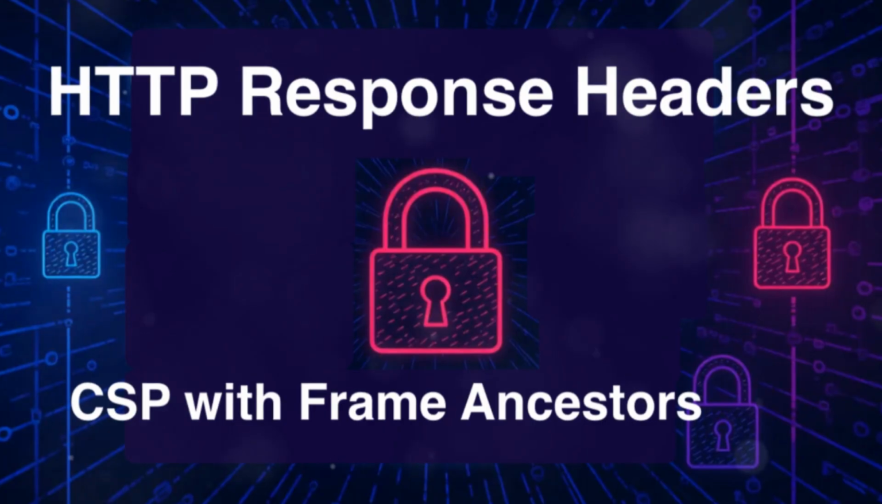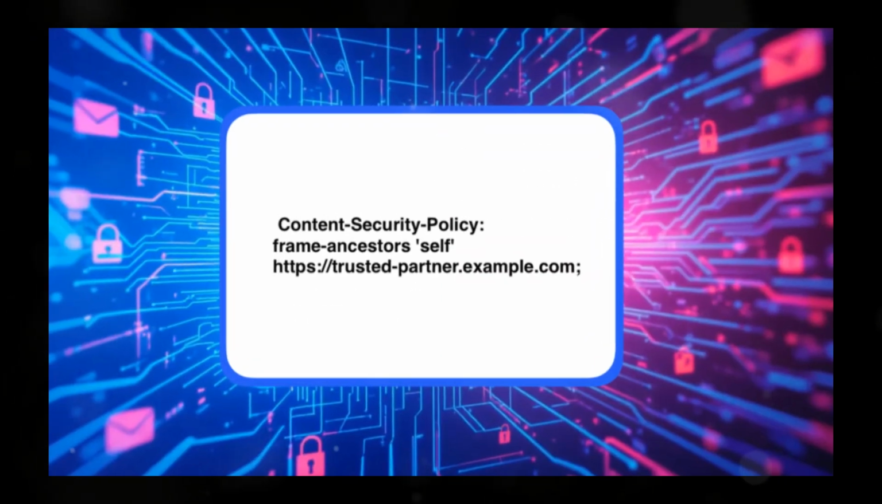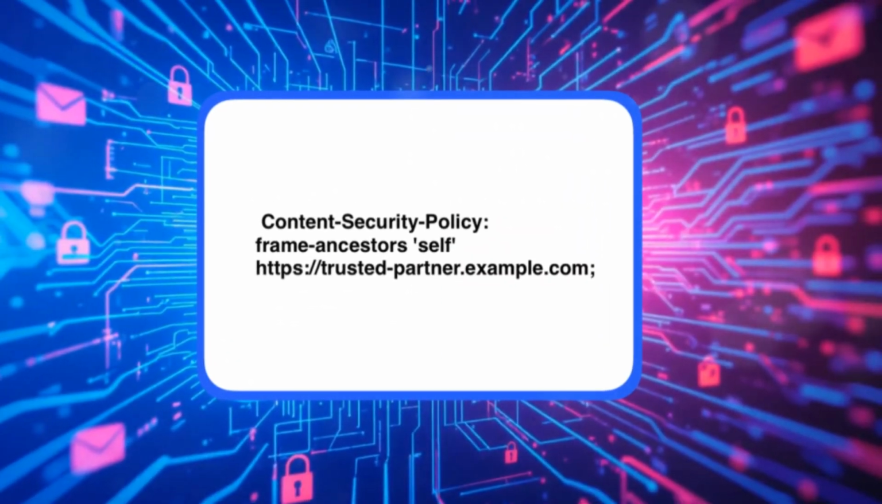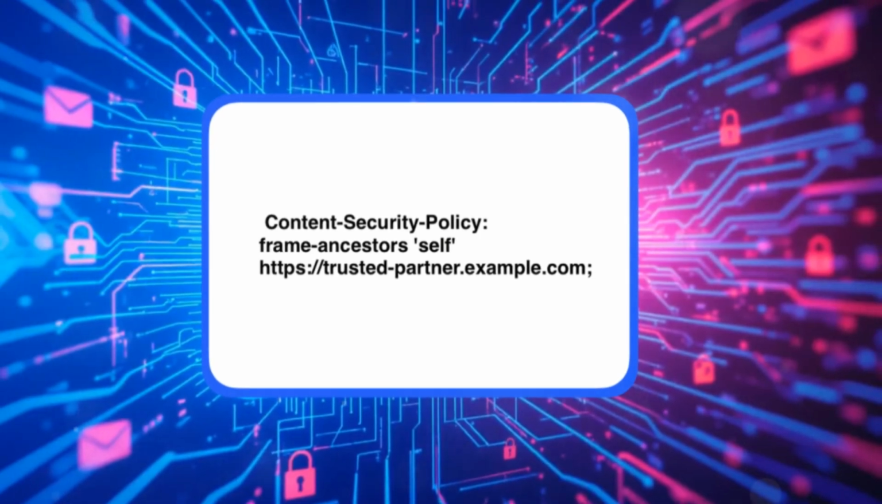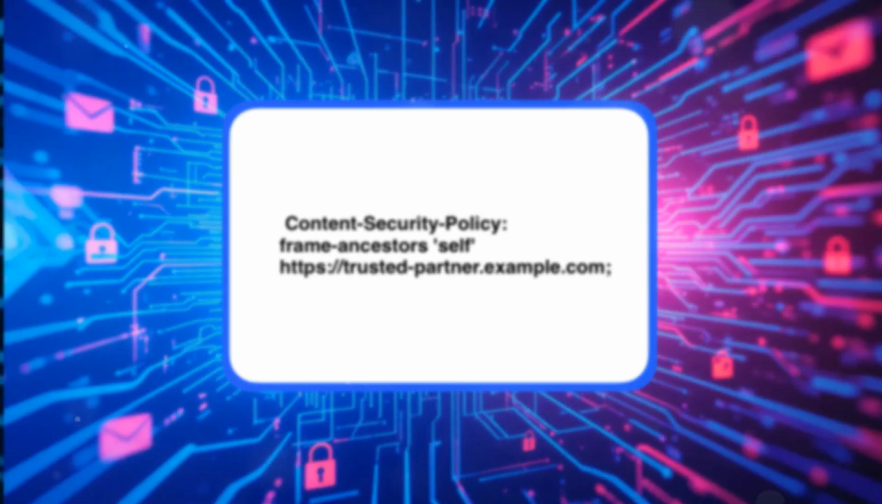Use Content Security Policy, or CSP, with frame ancestors. This tells the browser which origins are allowed to embed the page in a frame. If the current page is embedded by an unlisted origin, the browser refuses to render it in a frame.